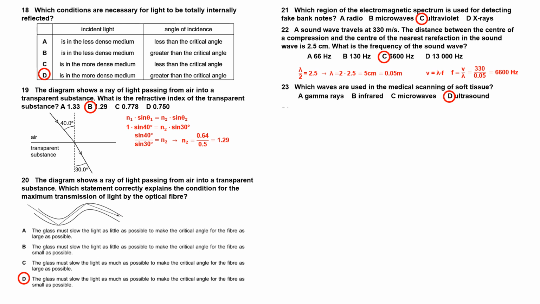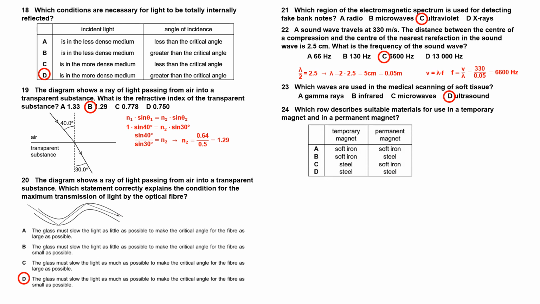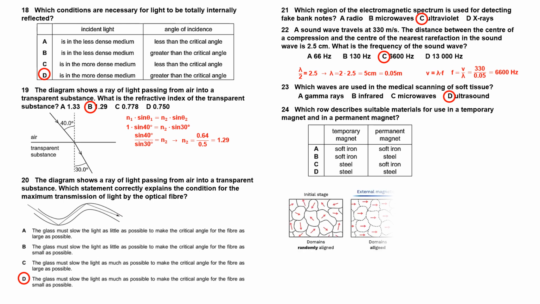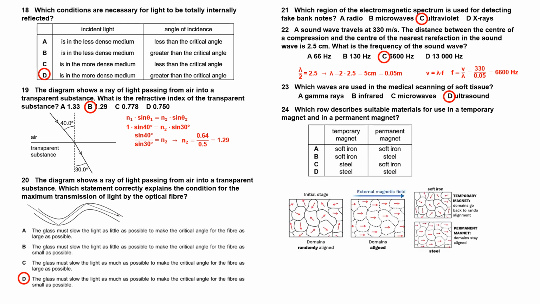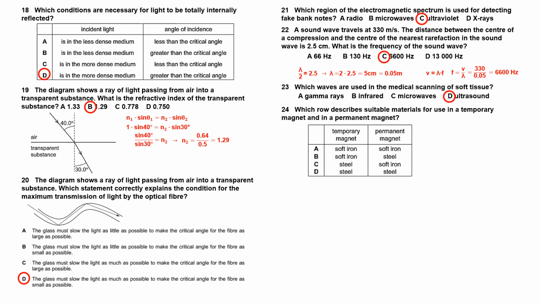Question 24. Which rule describes suitable materials for using a temporary magnet and in a permanent magnet? Soft iron is suitable for temporary magnets because it quickly loses its magnetism when removing the external magnetic field. On the other hand, steel is suitable for permanent magnets as it retains its magnetism even after the external field is gone. Row B clearly illustrates this with soft iron as a temporary magnet and steel as a permanent magnet.